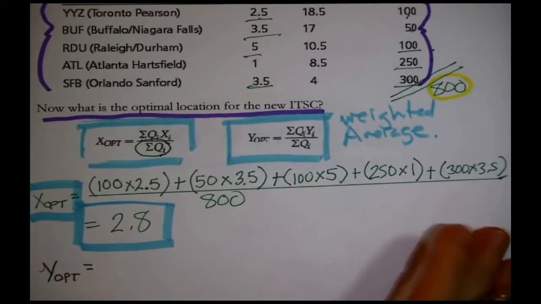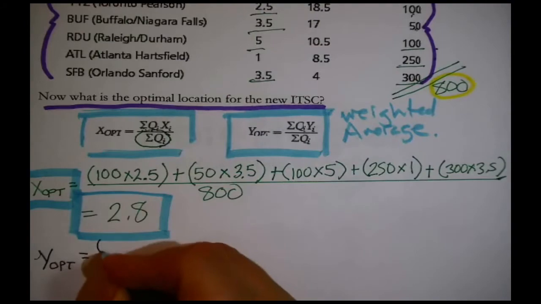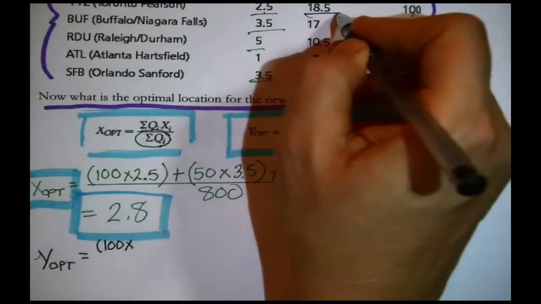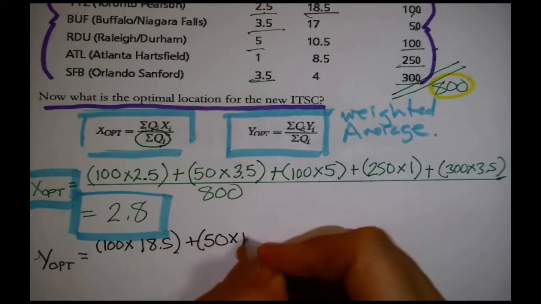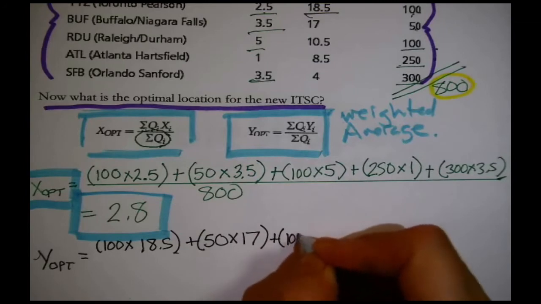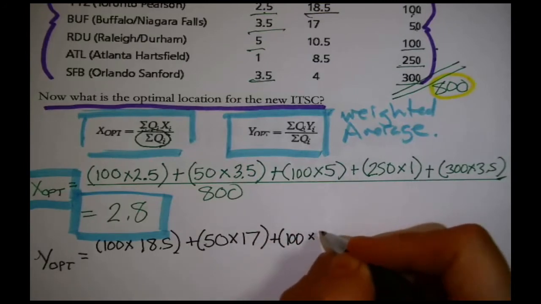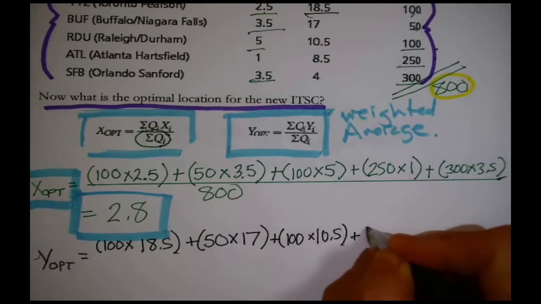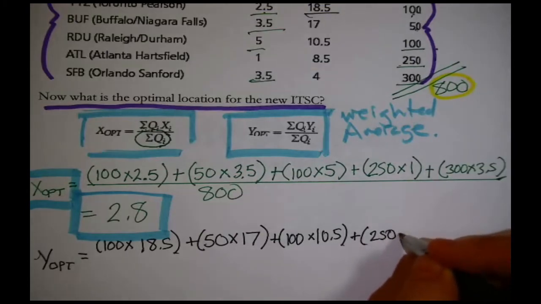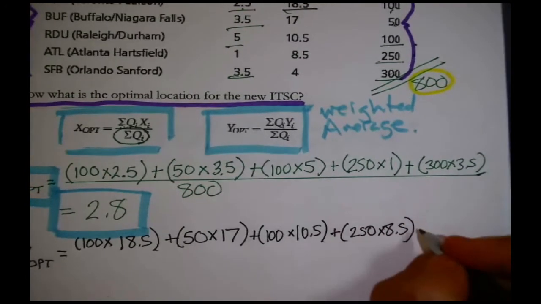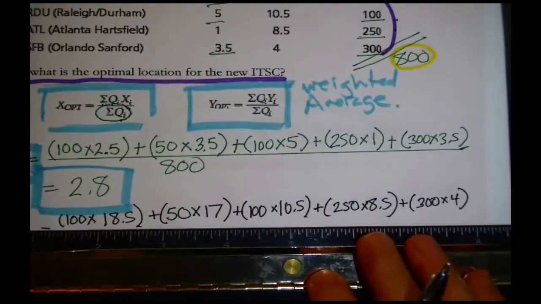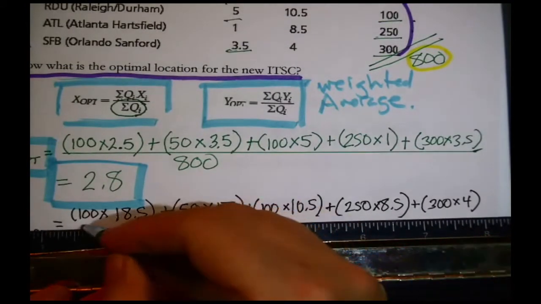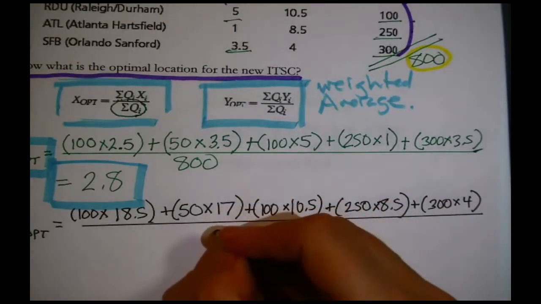It's pretty much the same exercise as up here, except I need to be careful. For instance, for Toronto Pearson, I want to retrieve the y coordinate in the numerator, 18.5, plus 50 visits to Buffalo times 17, the y coordinate for Buffalo, plus 100 site visits still for RDU times 10.5, the y coordinate for RDU, plus 250 for Atlanta times 8.5, the y coordinate, plus 300 visits annually for Orlando Sanford times 4, the y coordinate. That is all in the numerator. 800 still in the denominator.